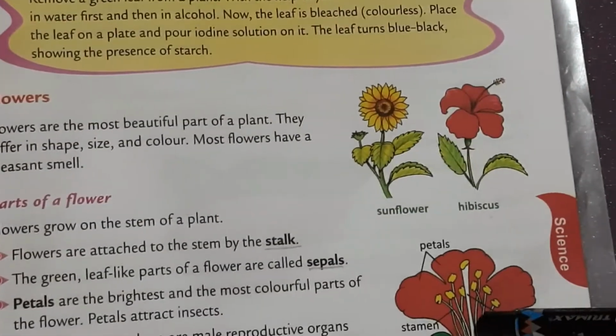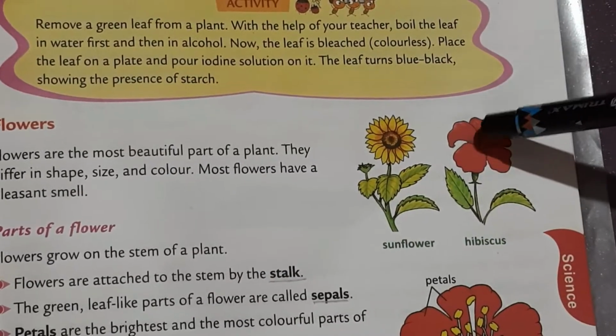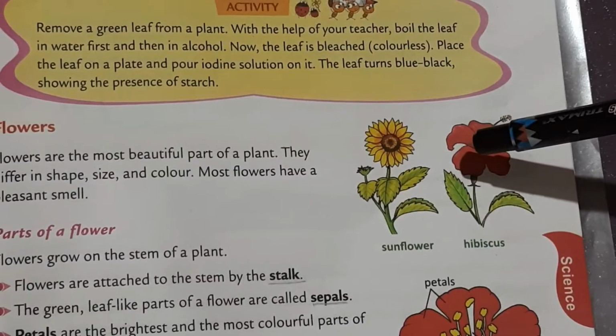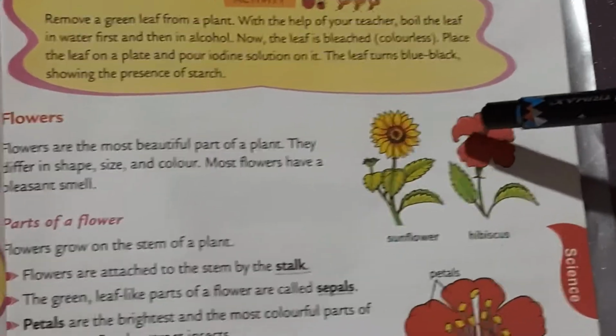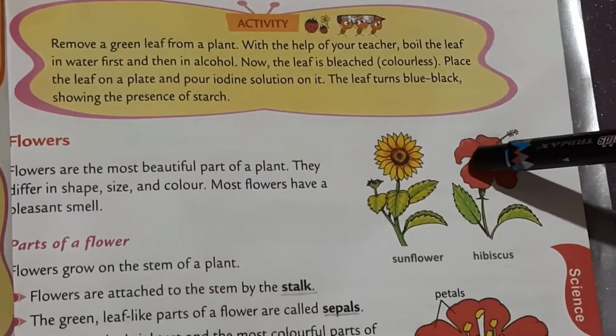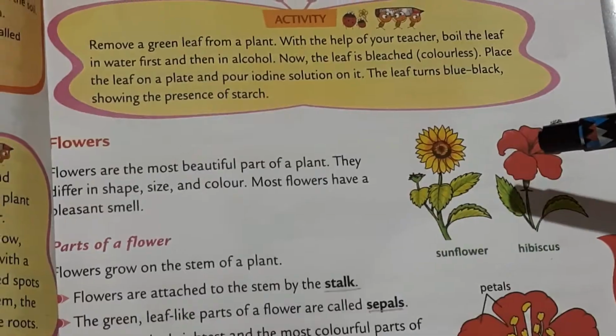These are flowers. These are the most beautiful parts of a plant. Some flowers have a sweet smell. They are called pleasant smelled. They have different shapes and sizes, and they have different colors also. The most attractive part of a plant.